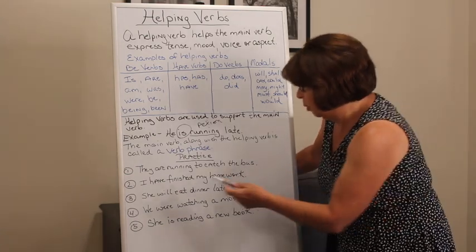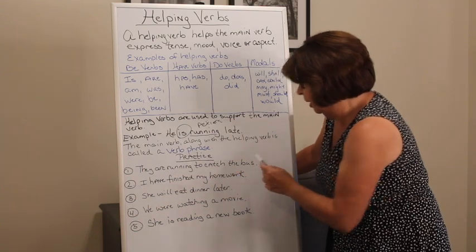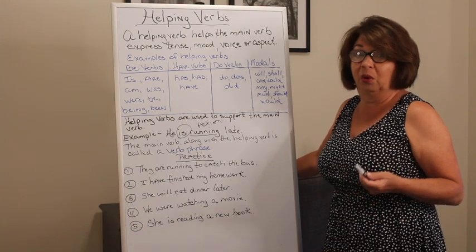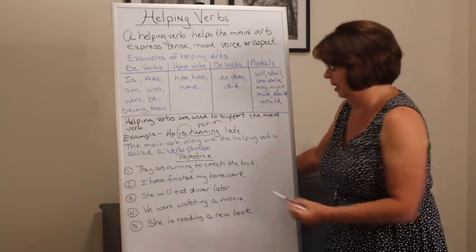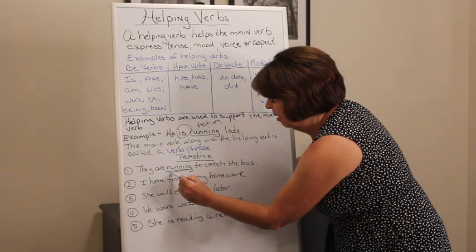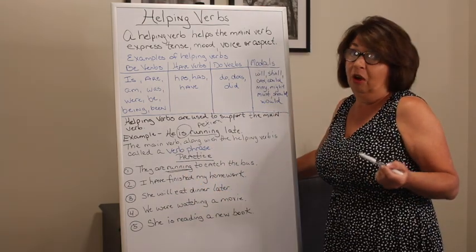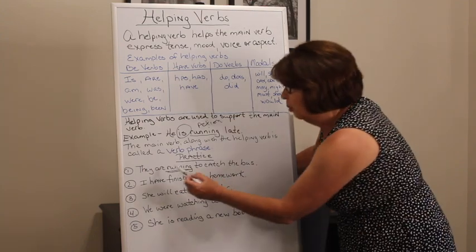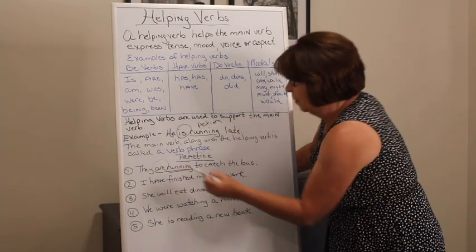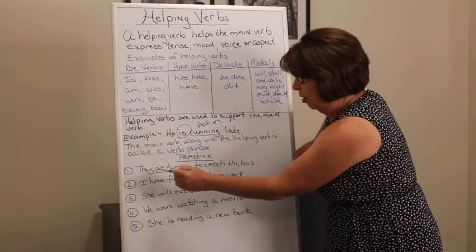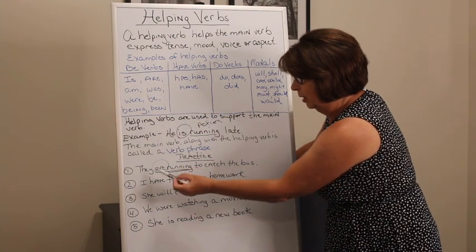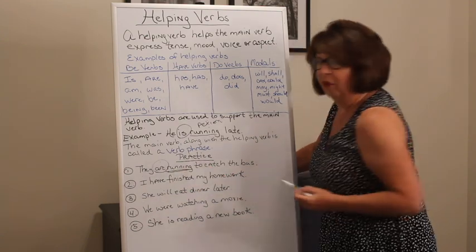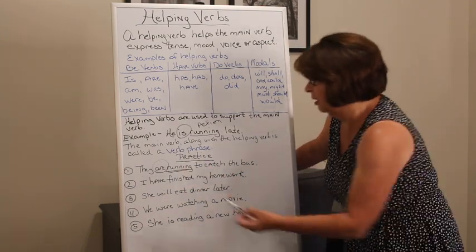Here's sentence number 1. They are running to catch the bus. Let's find the action word in the sentence. What are they doing? What is actually happening in this sentence? Running. Here's our action. Now we need to look right by this action word to find our helping verb. And if we look, we're going to see right here the word are. Are is a being verb, and it's part of our verb phrase. So here is our helper, here is our main verb, this is our verb phrase.